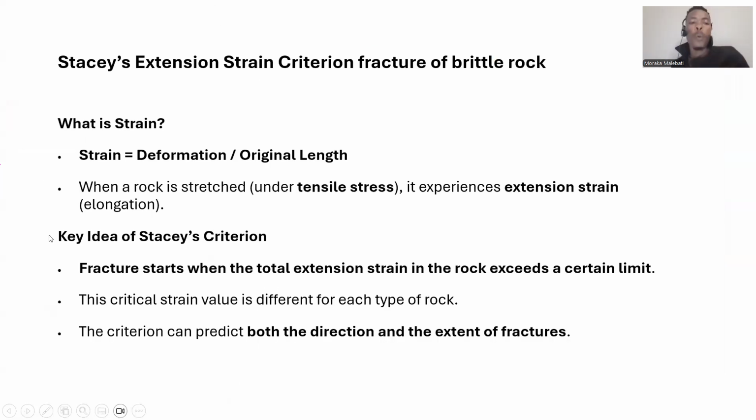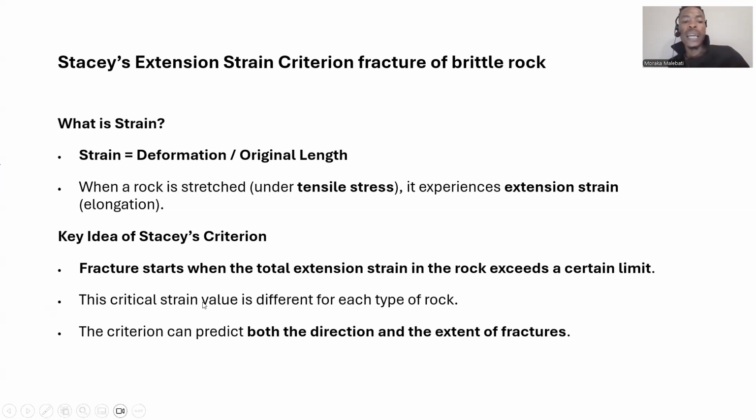So what is a strain? When a rock is stretched under tensile stresses, it experiences extension strain, or what you call elongation. The key idea of the extension strain criterion is that fracture occurs when the total extension strain in the rock exceeds a certain limit. Let's say the limit is 10. As long as we are below 10, we are still fine. But if the extension strain exceeds that limit, then failure happens and fracturing will occur.